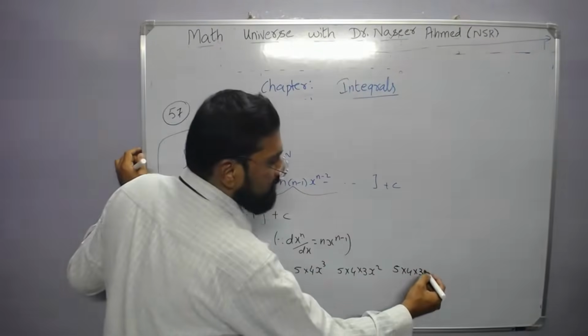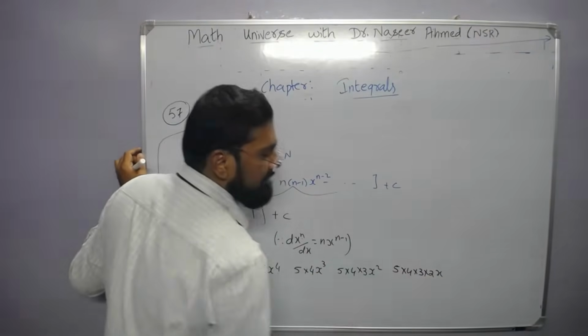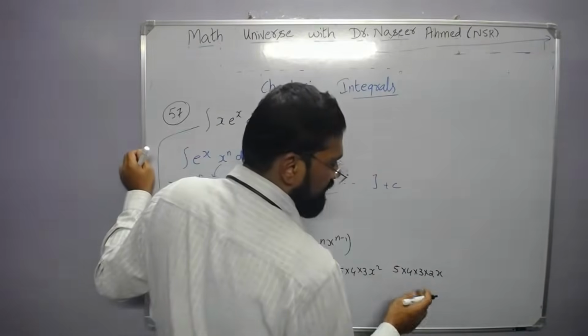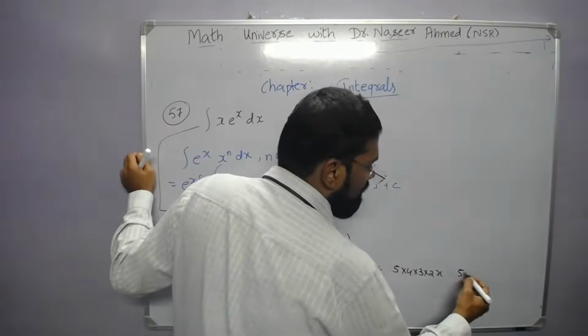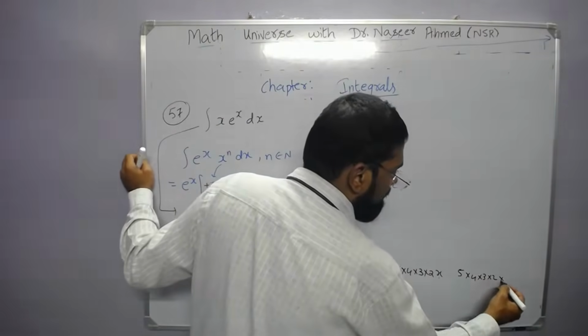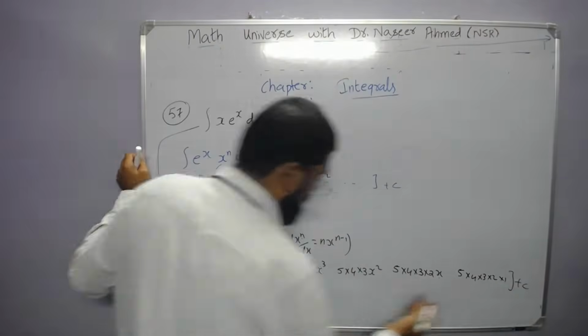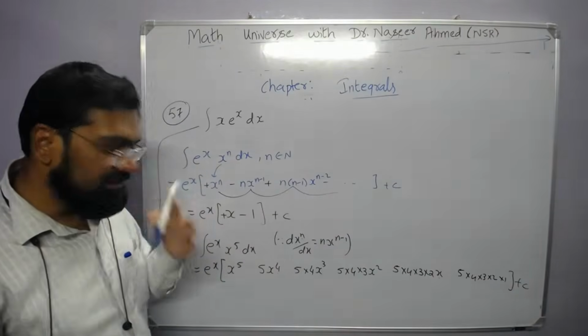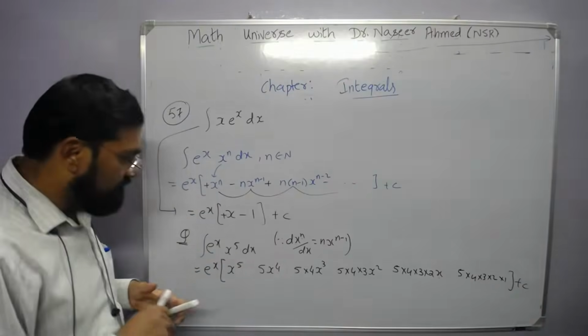Derivative of x square is what? 2x. Actually, I can multiply together, right? Just for expression sake, I'm doing this. Then 5 into 4 into 3 into 2 as it is. Derivative of x is what? 1. But my recommendation, as soon as you are going to write the next term, you can multiply. But since I'm teaching for the first time, I want you to learn properly.